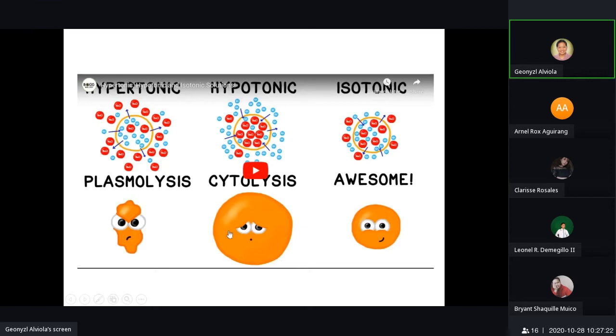Cytolysis. O cytolysis ang mangyari, magsuswell. But what if kumugo beyond? Mao na ang bursting of the cell or lysis. Lysis, bursting of cell. Tamang term ang bursting of cell. Plasmolysis ang shrinking. Tamang term. So, mubuto ang cell.